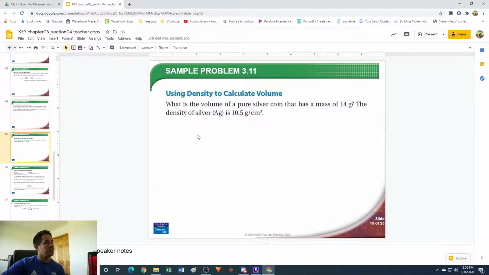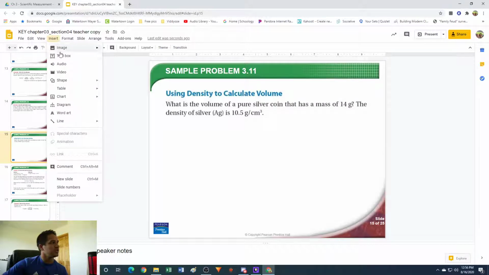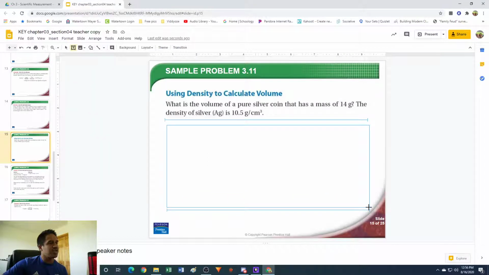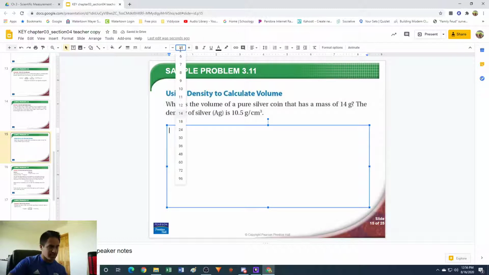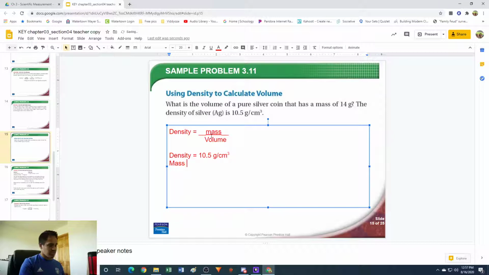Moving on, let's take a look at this one. What is the volume of a pure silver coin that has a mass of 14 grams? And the density of silver is 10.5 grams per cubic centimeter. So this is another density one, but now, rather than asking us to solve for density, they're giving us density and mass and they want us to find volume. Again, we'll need to know our density equation, which is mass divided by volume. We know that the density is equal to 10.5 grams per cubic centimeter, and that the mass is equal to 14 grams, and we just need to find volume.